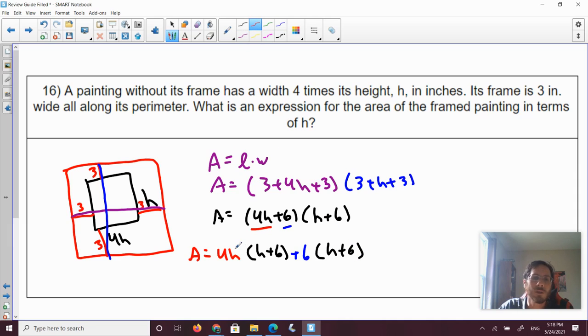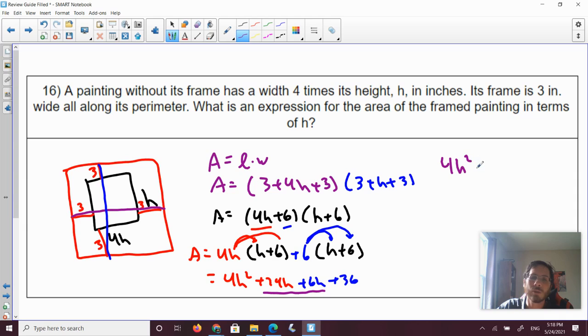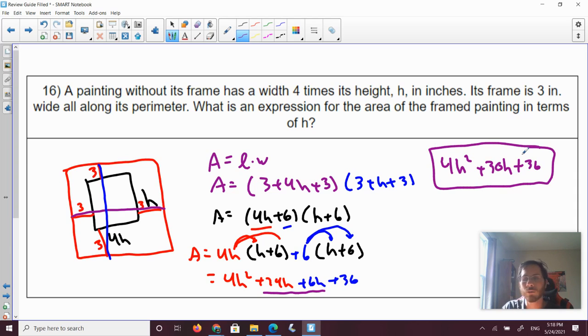All right, and again, we have to distribute. So 4h times h is 4h squared. 4h times 6 is 24h. 6 times h is 6h. And then 6 times 6 is 36. We do have 2 like terms that we can combine. So we'll say 4h squared plus 30h plus 36. And we can stop right there. That looks really good in standard form for the area. It is in terms of h because it has these h's afterwards.